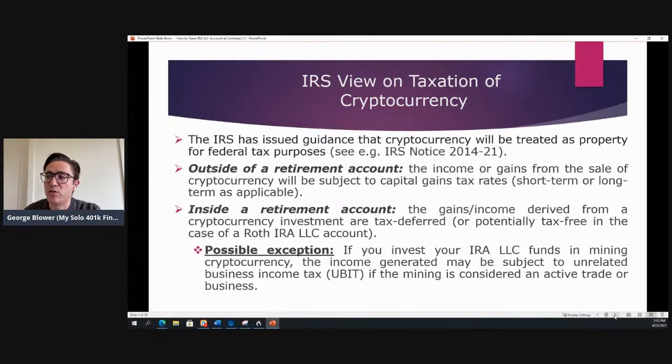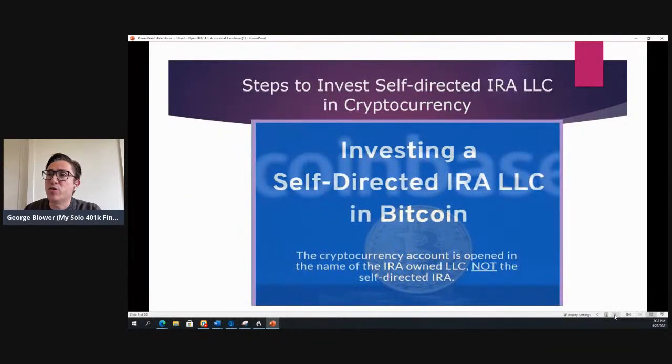Now, one exception would be if you're investing in mining cryptocurrency, because this could be viewed as an active trade or business. Income from an active trade or business inside of your retirement account may be subject to tax payable by your retirement account. The name of that tax is called unrelated business income tax. So that could be an exception to the concept that it's totally tax deferred and potentially tax free if you're doing it through a Roth IRA LLC.